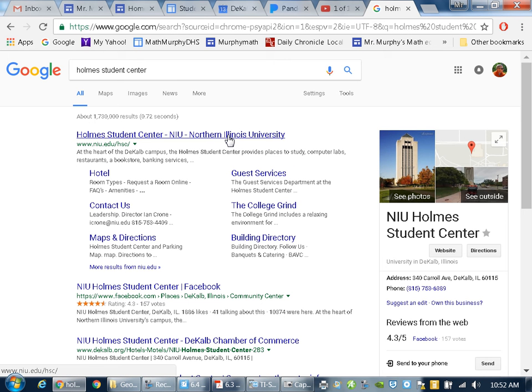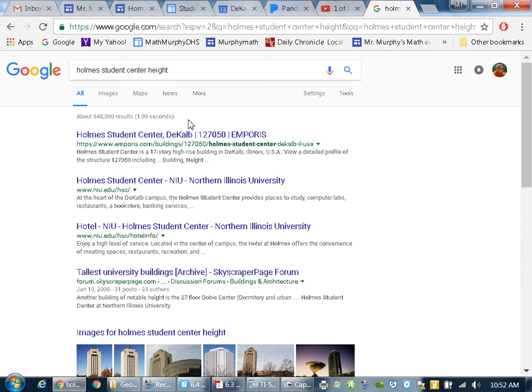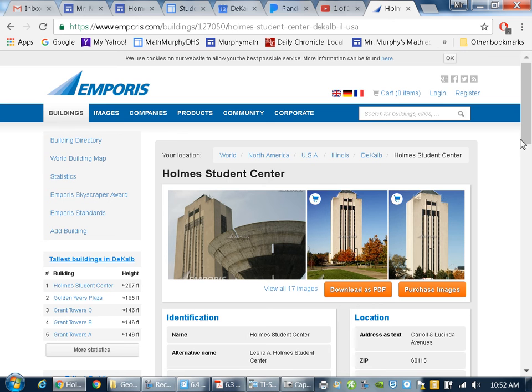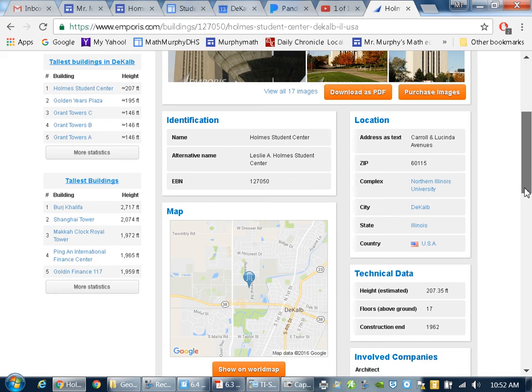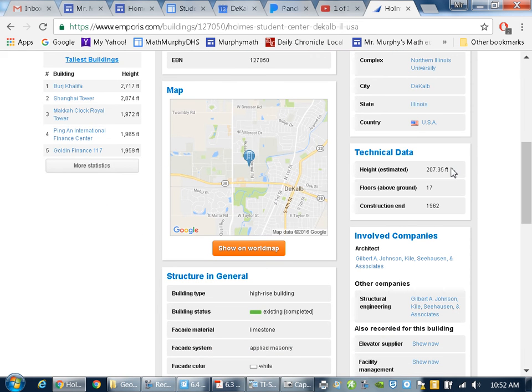It says 17 stories, but how tall is that? All right, the student center is about 207 feet tall. So you start thinking about it: this flagpole would be almost halfway as tall as the student center. Flagpoles generally aren't 80 feet tall. That's kind of silly. How tall is our flagpole?